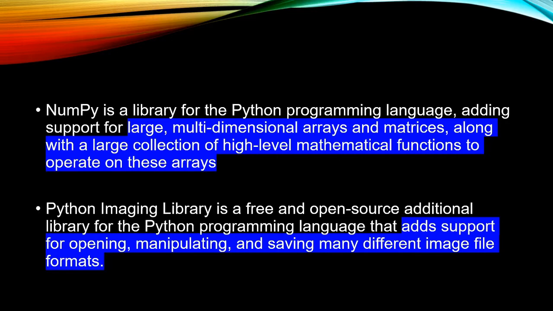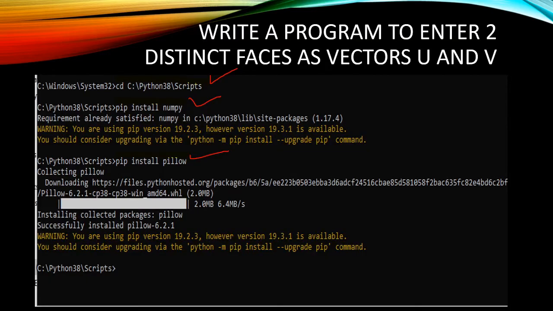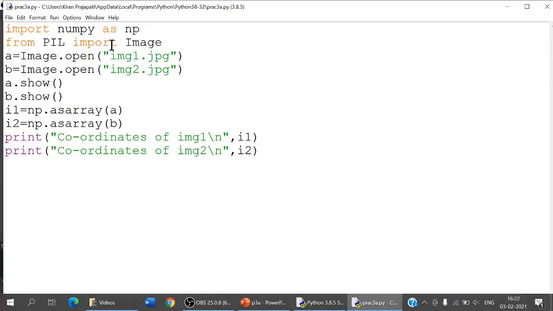So we need these two libraries to work with, and the aim here is to write a program for entering two distinct phases as vectors. We should be able to enter two phases and those should appear as a vector for us. Okay, so let's have a look at the code. This is the code for entering the two distinct phases.